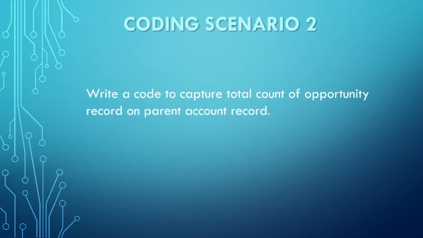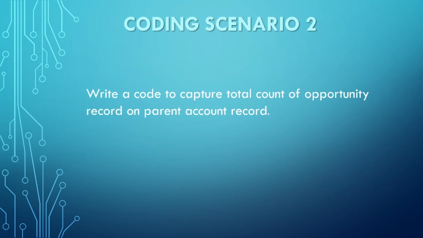Okay, now here they have not mentioned anything like whether you have to go with the trigger, you have to go with the apex or anything like that. But if you see the statement properly, what they are asking, write a code to capture total count of opportunity record on parent account record, right? But this will happen only if there is certain DML operation on opportunity, right? They are telling that you have to capture the count, but when to capture the count, right?